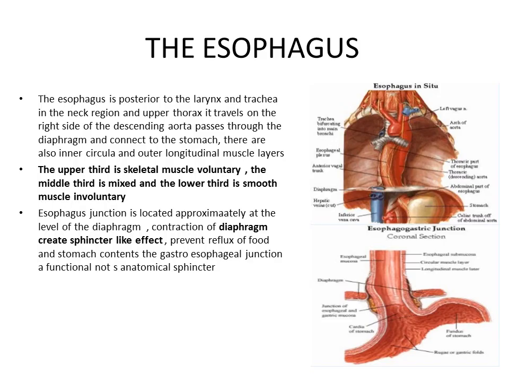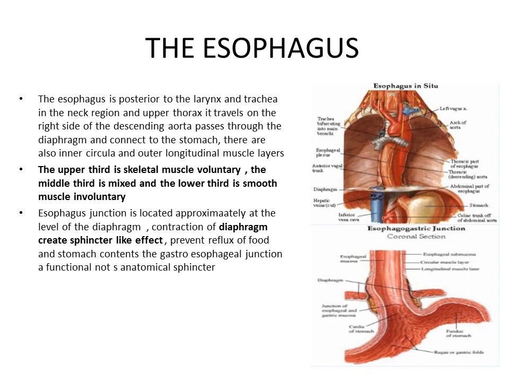The esophagus is posterior to the larynx and trachea in the neck region and upper thoracic region. It travels on the right side of the descending aorta, passing through the diaphragm and connecting to the stomach. There are also inner circular and outer longitudinal muscle.